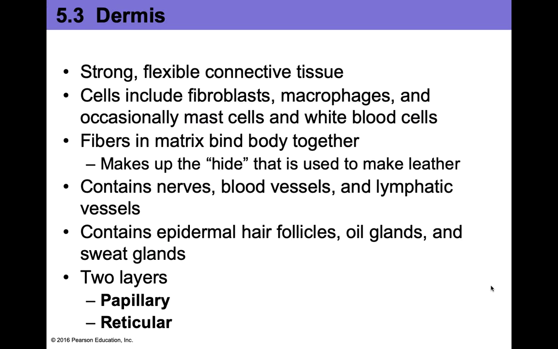This is a strong, flexible, connective tissue layer that exists in your skin. The cells included here are going to be your fibroblasts, your macrophages, and occasionally mast cells and white blood cells. The last 3 there, macrophages, mast cells, white blood cells, are all part of your immune system to help you stay healthy. Fibers in the matrix bond the body together. So this is going to make up the hide that makes leather, right? When you think about my leather jacket, this is what we're talking about.